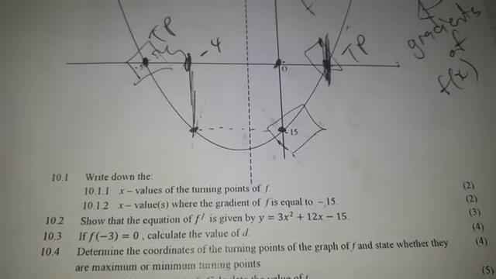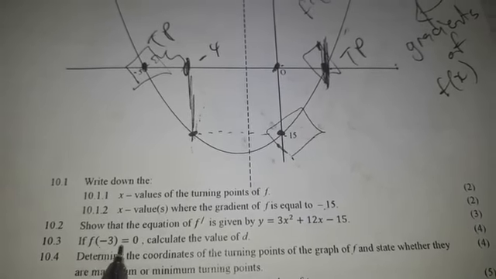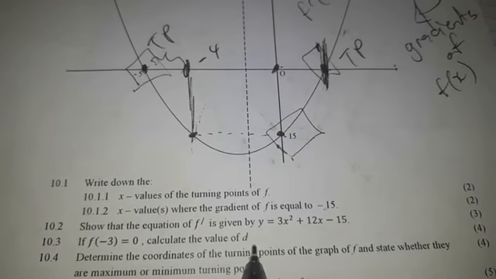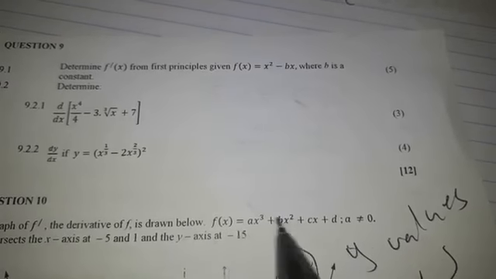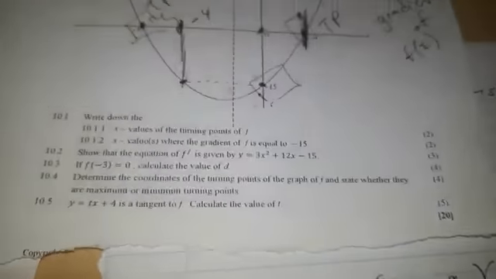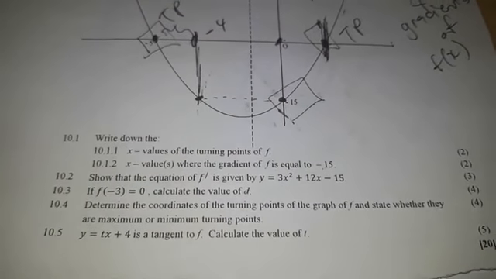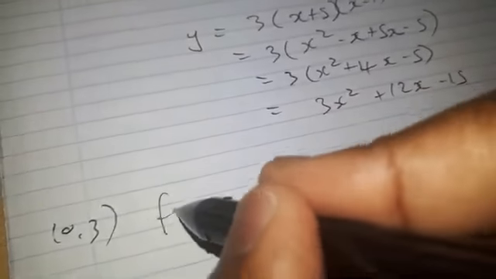The next one says, if this is a coordinate that the original graph passes through, calculate the value of d. Okay, so this is the equation, right? They want us to calculate the value of d. Sure. So we can just finesse this question. It's literally a question that we can just finesse. What I mean is, if you check this out, like this is 10.3, what we want to remember is the original graph.